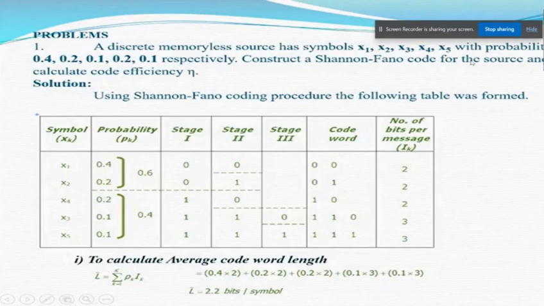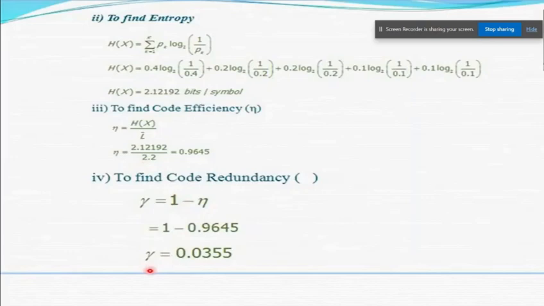Here we are going to find the average code word length. The formula for average code word length is L bar equals the sum from k equals 1 to K of pk times lk, where pk is the probability and lk is the number of bits per message. We multiply both values and sum all of them, so we get L bar equal to 2.2 bits per symbol. Bits per symbol is the unit of the message, the unit of the word.